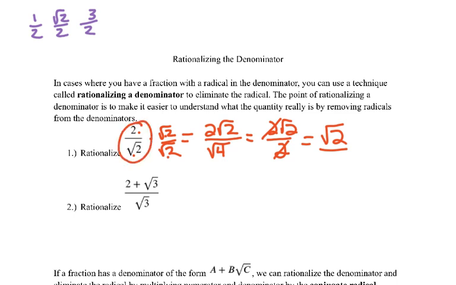Now let's try one that's a little bit harder. How about 2 plus radical 3 divided by radical 3? We're going to do the same exact thing. Multiply it by a form of 1. That is the radical. Now, the denominator is easy. Radical 3 times radical 3 is radical 9 or 3. The numerator, you want to distribute to both terms. So 2 times radical 3 is 2 radical 3. And radical 3 times radical 3 is just plus 3.